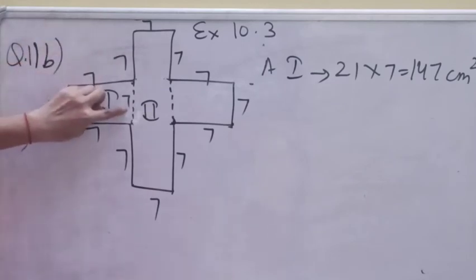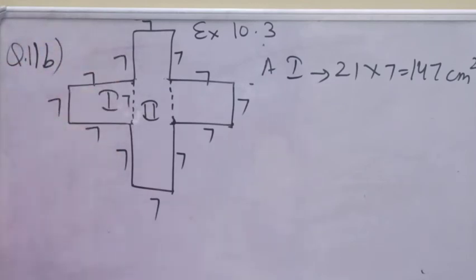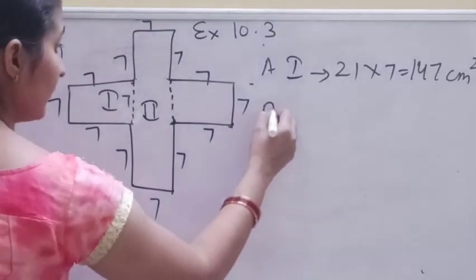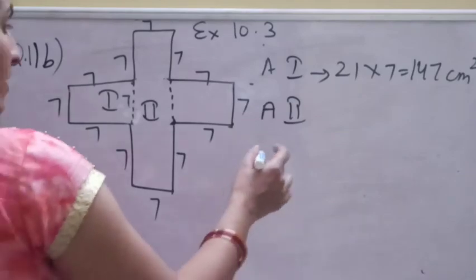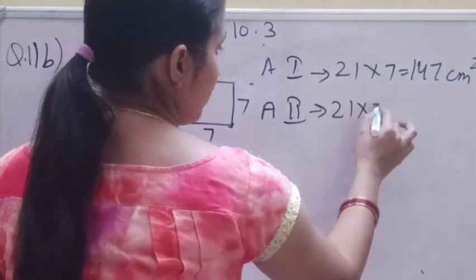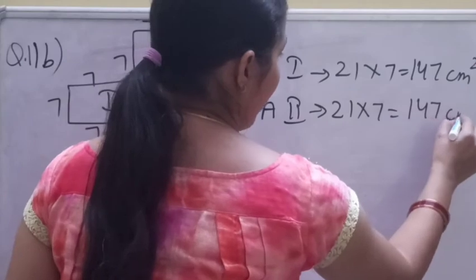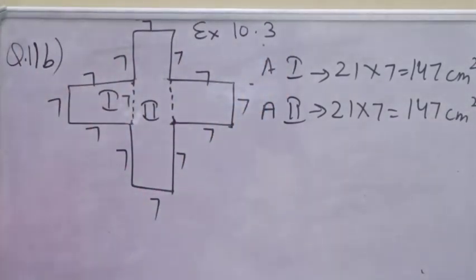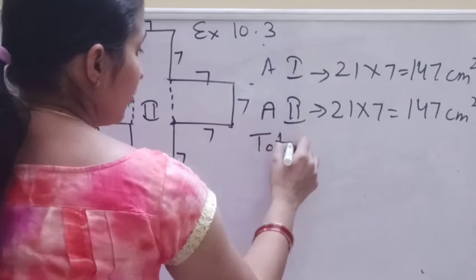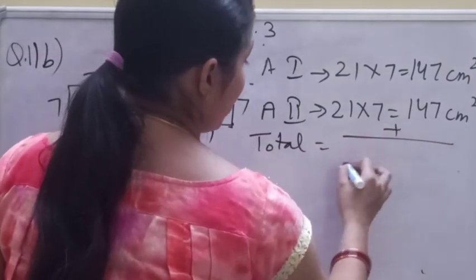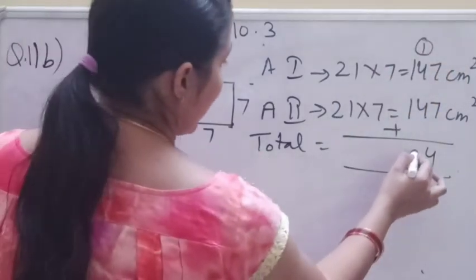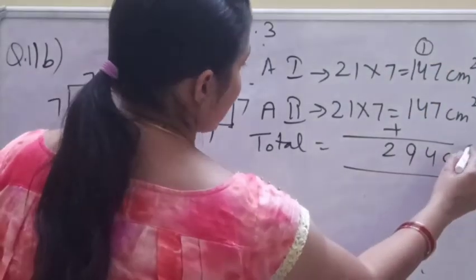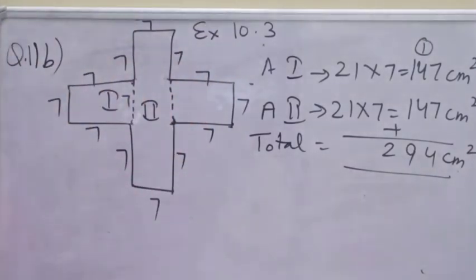Now 7 plus 7 plus 7, 3 sevens we are having. So side is 21 and breadth is 7. So same, area of rectangle 2 is 21 into 7, that is 147 centimeter square. Now total we have to find. So after adding this, 7 and 7 is 14, 1, 4 and 4 is 8 and 1 is 9, 1 and 1 is 2, 294 centimeter square. This we have found, but there is a problem.